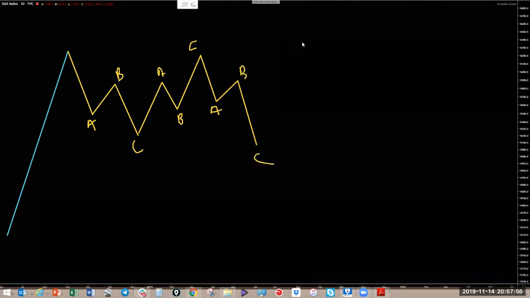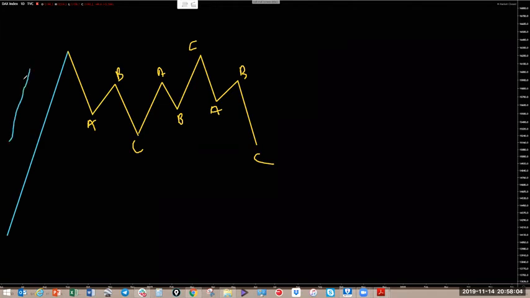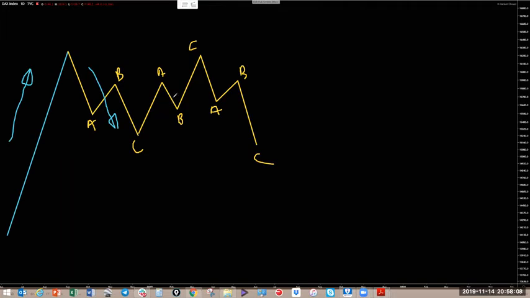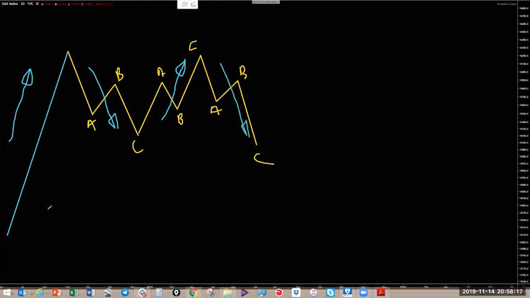Because a correction is supposed to be opposing the trend. This is our trend, it's going up. This correction is fine, it's opposing the trend. But this is in the same direction as the trend. So it cannot be a correction, it's not correcting this. Now this one is fine, it's opposing the trend. Okay, so how do we handle this?